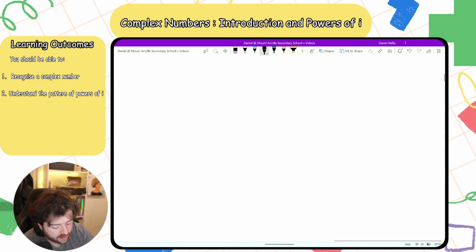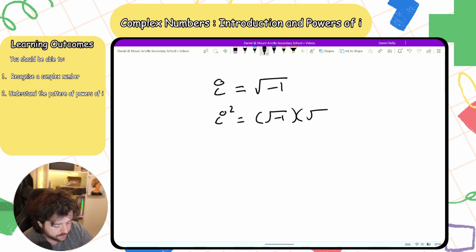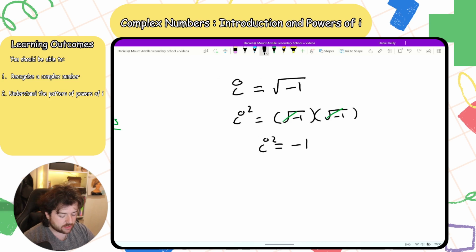Just to recap there, we introduce this new kind of number called i, that is equal to the square root of minus 1. And when we square that, we have root minus 1 times root minus 1, which gives me, when I multiply two things in the same square root, minus 1. So i squared is equal to minus 1.